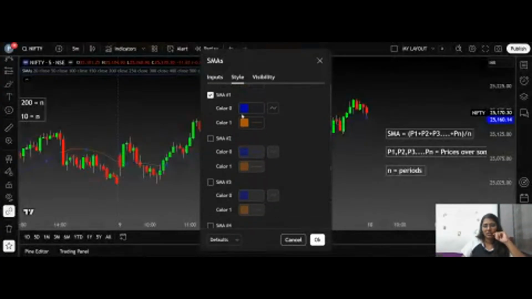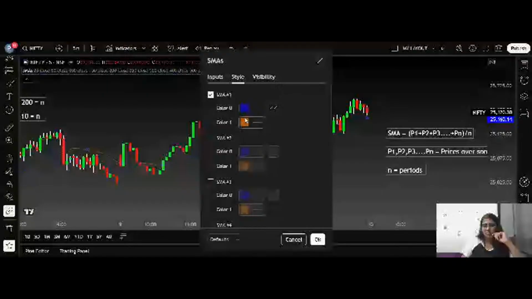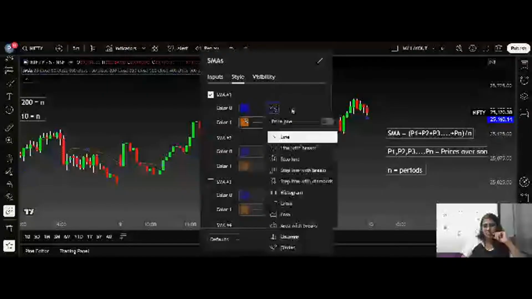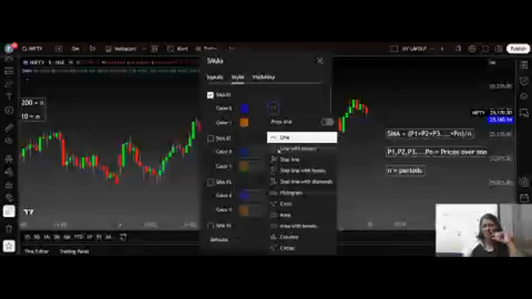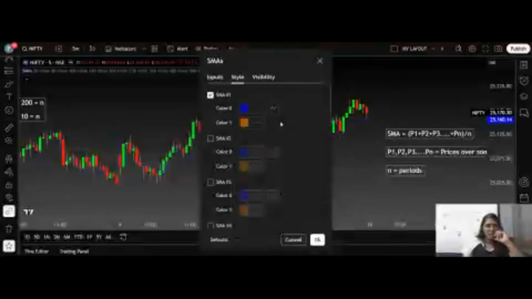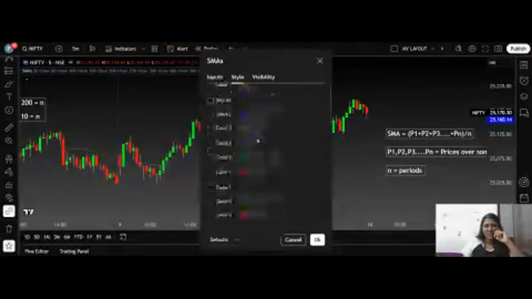This is the color of the SMA. See, we can change the color. This is the size of the SMA line. I can change it if I want. I can make it a dotted line, step line. It's my wish. We can change the lines.